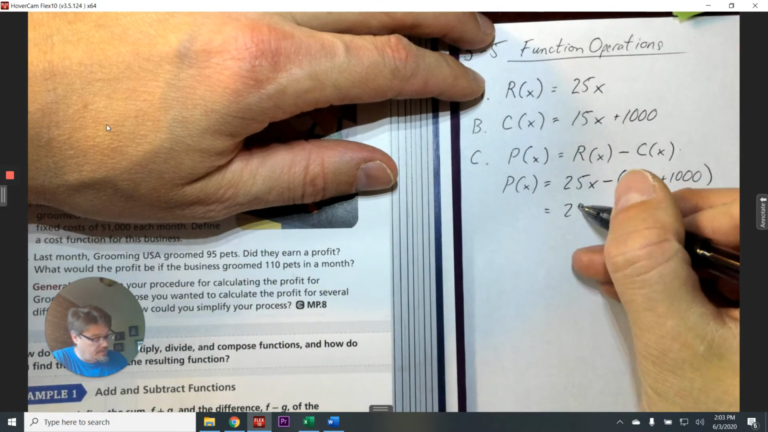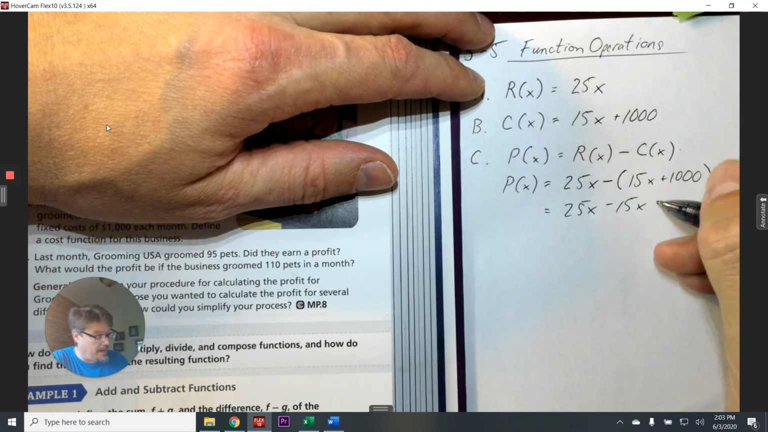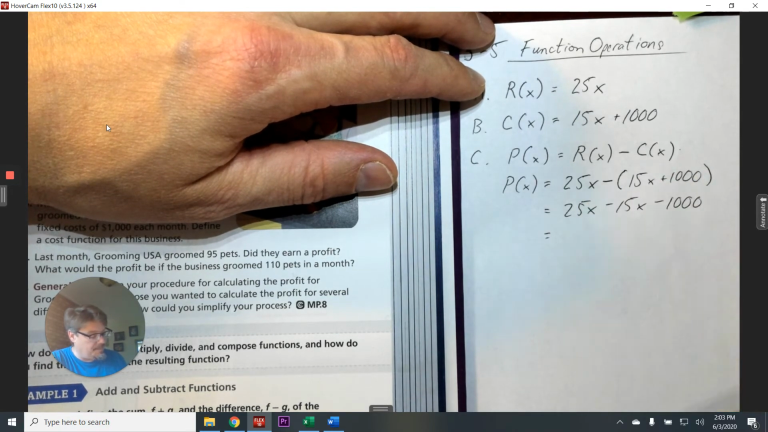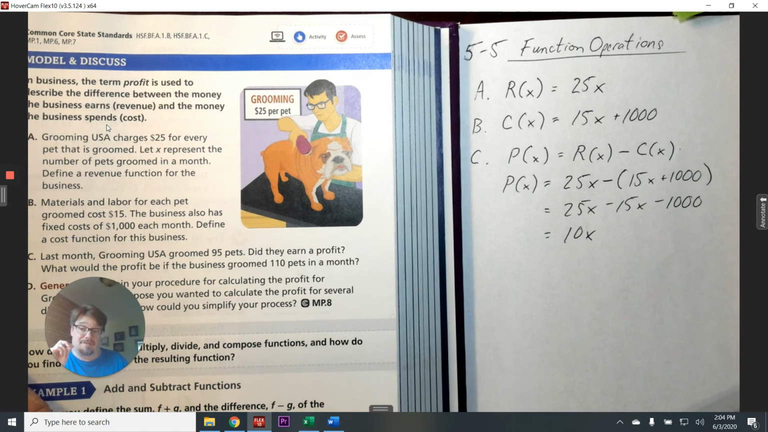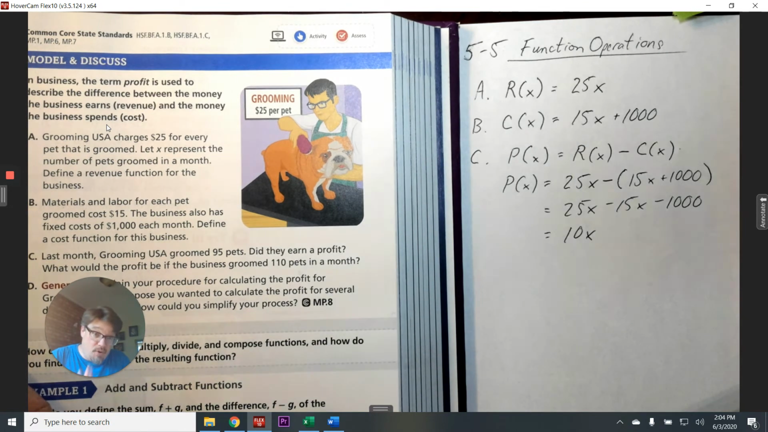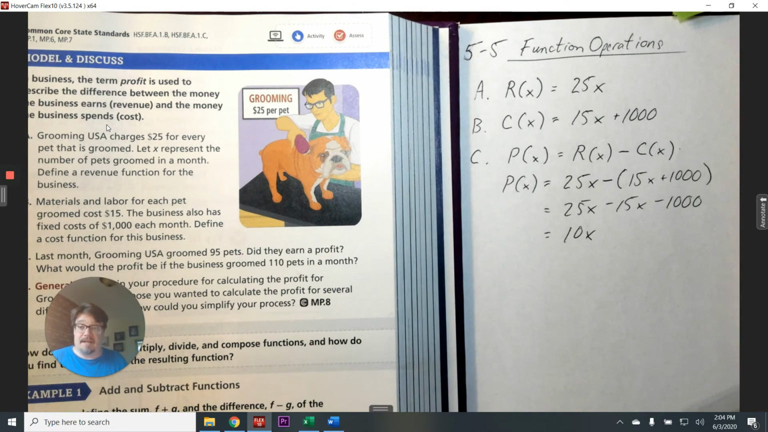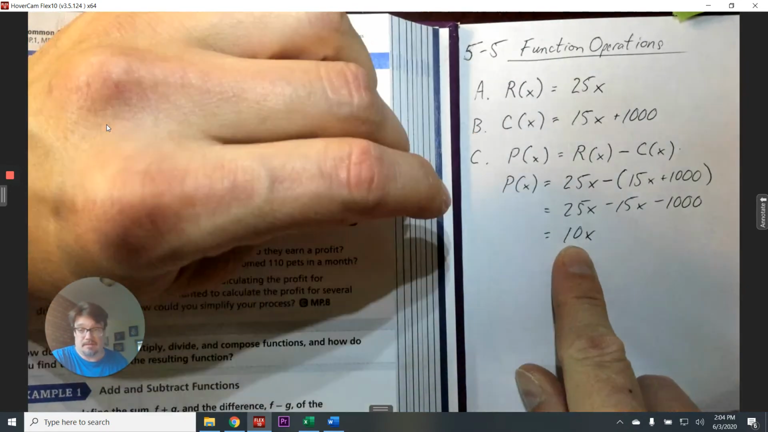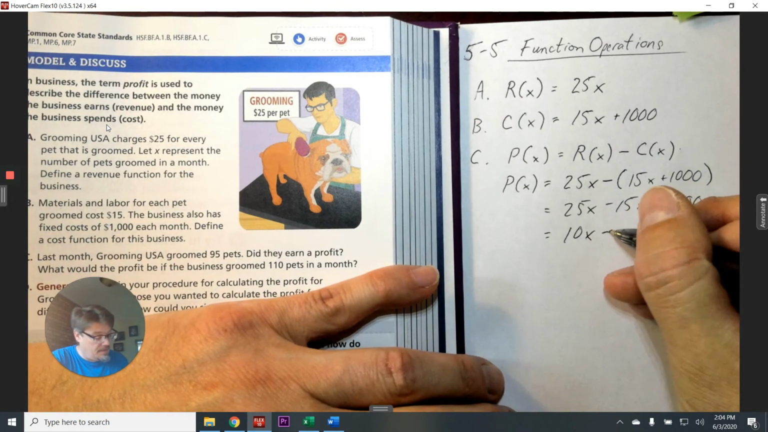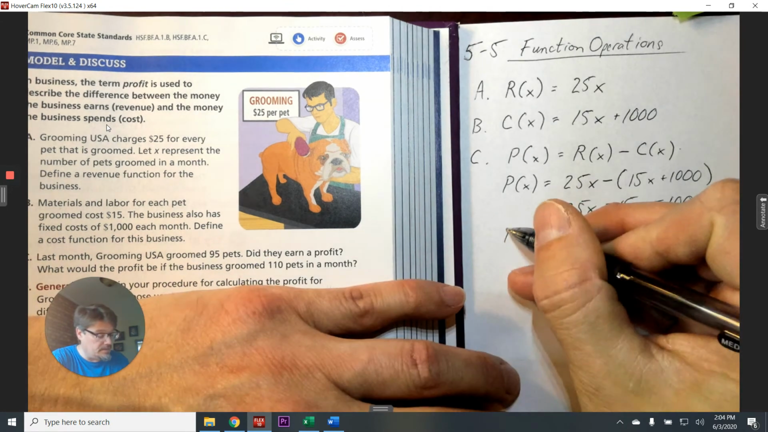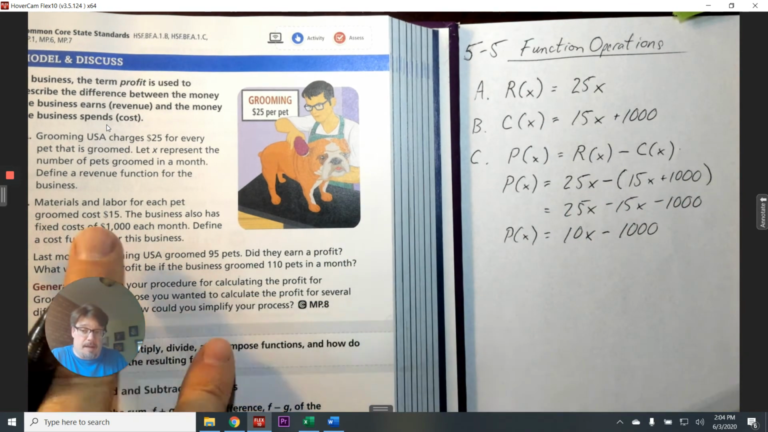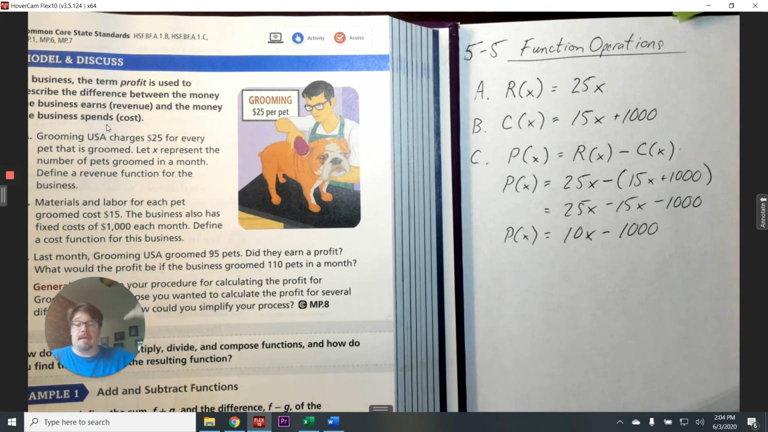So when I simplify this, I will get 25x minus 15x minus 1,000. And you can see that these two terms simplify to 10x, meaning that if I'm getting 25 in and I'm having to put 15 in supplies, I only have a profit of $10 per pet. So that's what that represents, right? And that's what's happening algebraically. Then if I subtract $1,000 as my overhead costs for the whole month, that's going to be calculating my profit. Okay, so this is my new P of X. I've actually done a function operation here. I've subtracted two functions to make a kind of a larger function, if you want to call it larger.